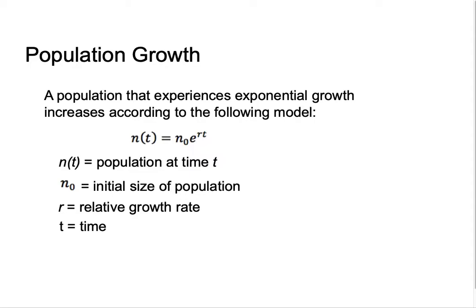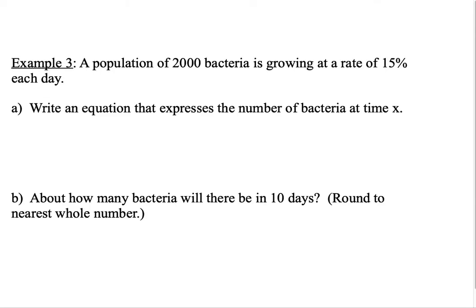That would be growing so quickly. All right, so a population of 200 bacteria is growing at a rate of 15% each day. So we're going to write an equation that expresses the number of bacteria at time x. So I'm going to write down that formula. All right, so we're going to have n sub t equals the initial population of bacteria, which is 2,000.